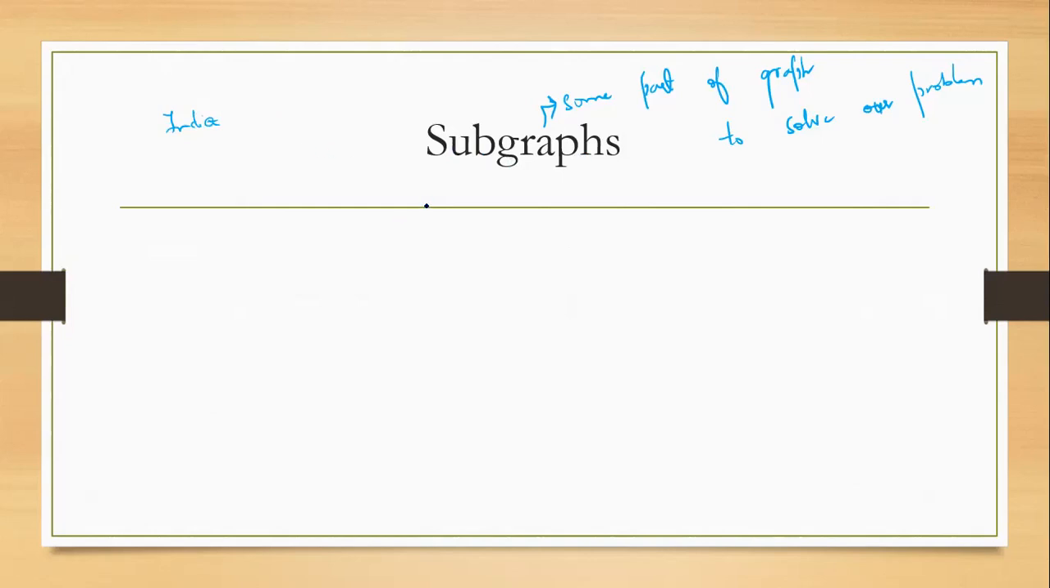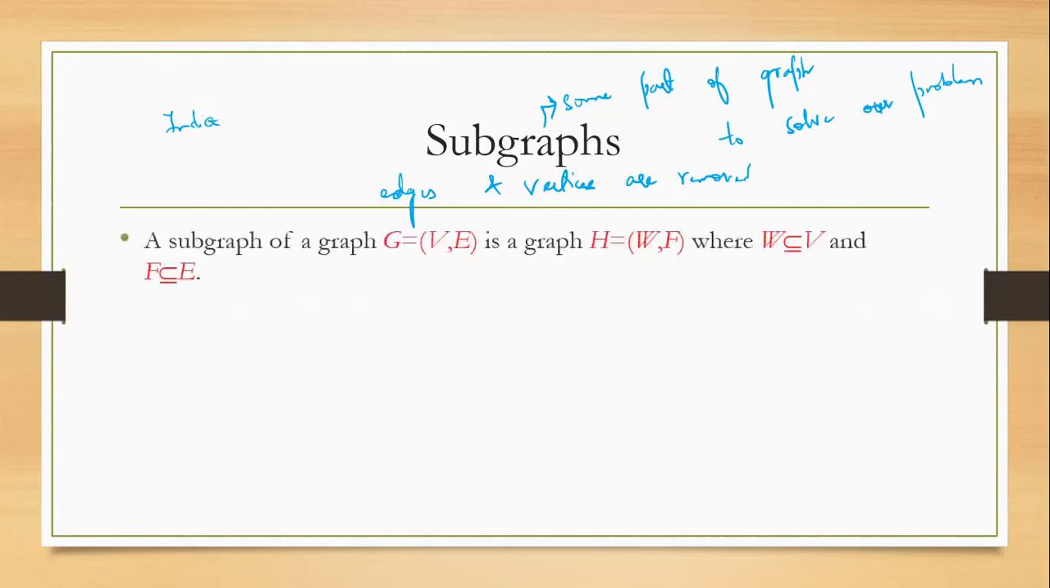Basically, when edges and vertices are removed without removing endpoints of any remaining edges, a smaller graph is obtained. Such a graph is called a subgraph of the original graph. We will see an example to understand this, but before that, let's see the formal definition. A subgraph of a graph G = (V, E) is a graph H = (W, F), where W is a subset of V and F is a subset of E.